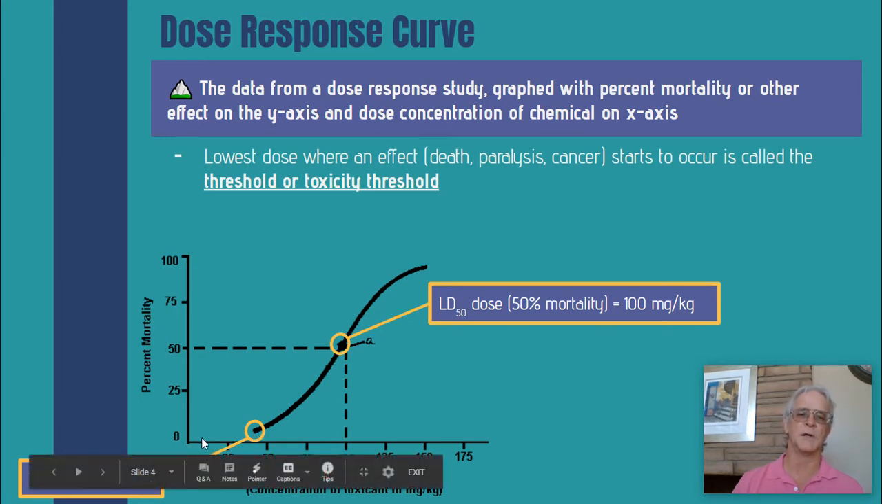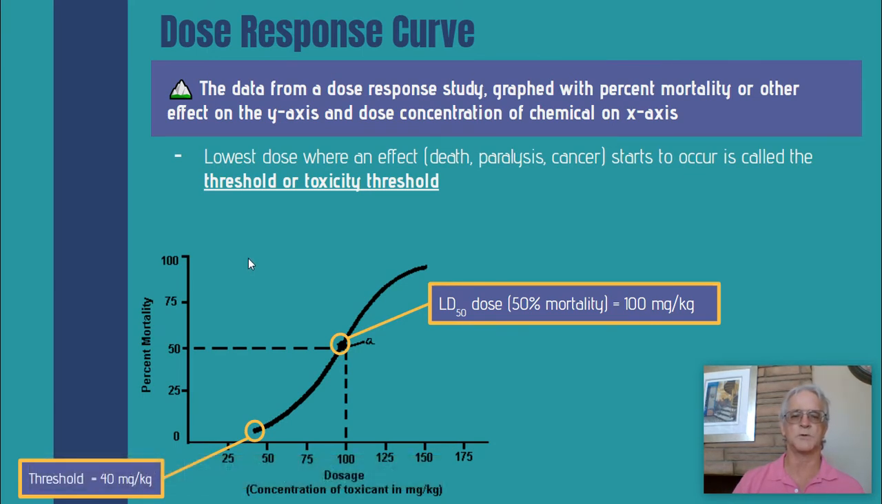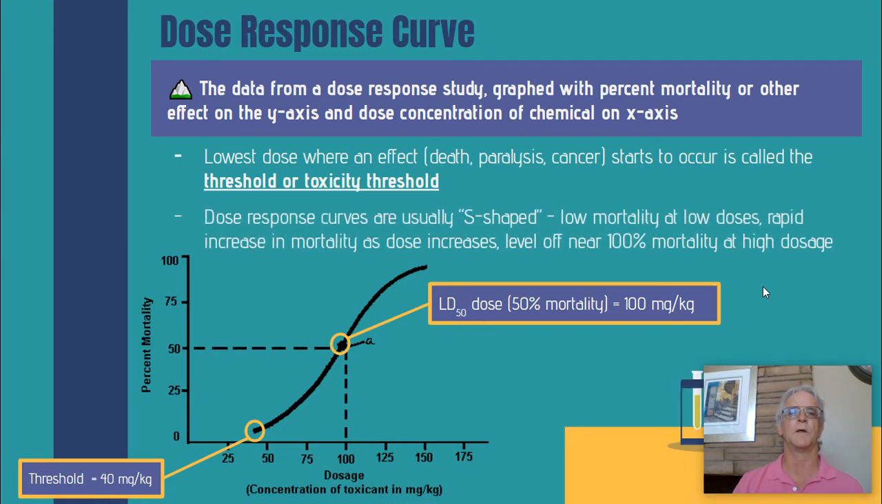So what happens is different concentrations of the chemical, concentration of the toxin in milligrams per kilogram, are added, from 25 all the way up to 175. And then the number of organisms that die are counted. That is how it's plotted, where the percent mortality is plotted versus the dosage. The dose response curve is usually S-shaped, where there are low mortality rates, and then all of a sudden there's a huge increase in mortality as the dose increases. And it levels off at 100% mortality because no more can die.